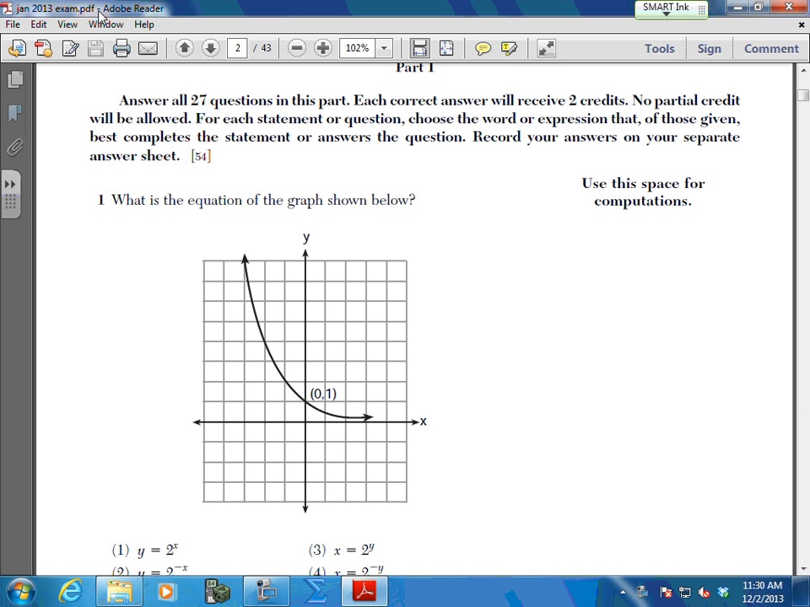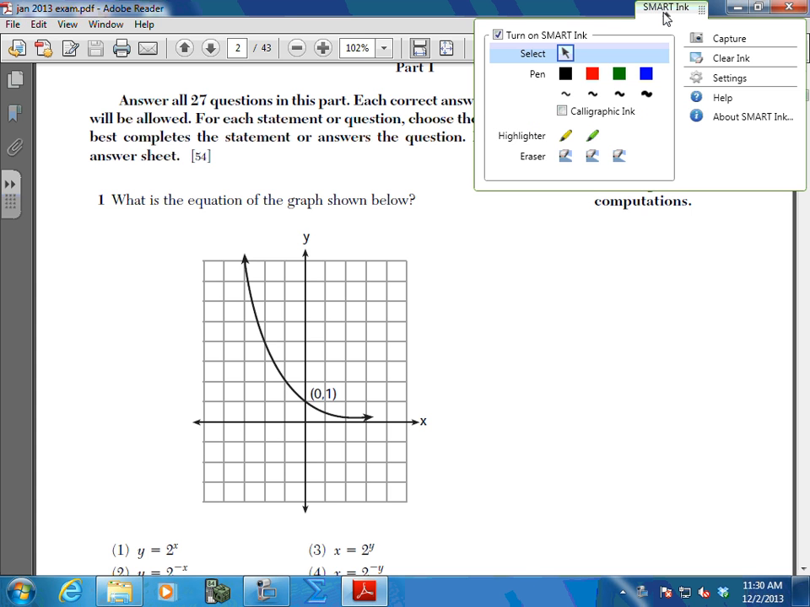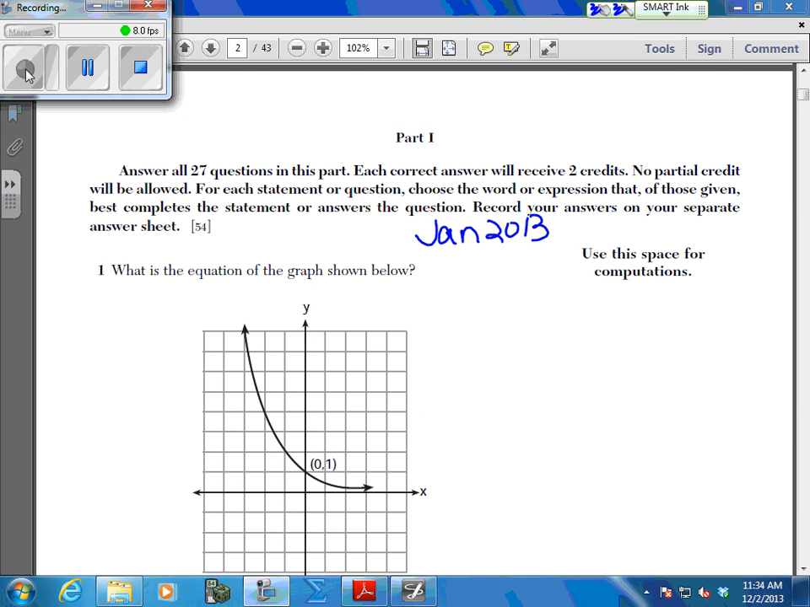Okay, today we will be doing January 2013. We will be going through January 2013. A good way to do this is to take the regions, work everything through yourself, and then follow me as I work them out with you.